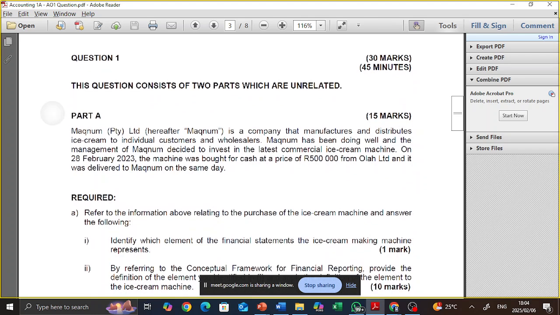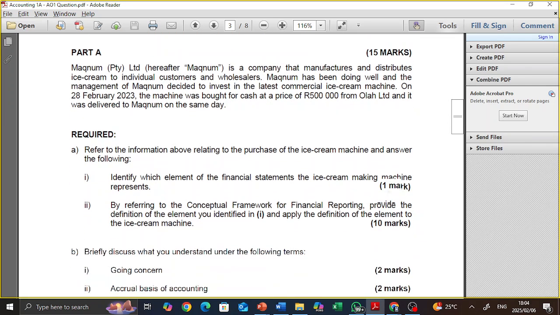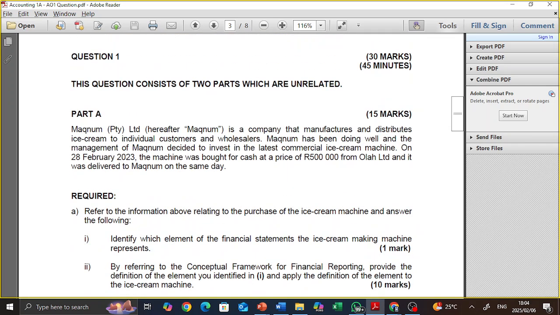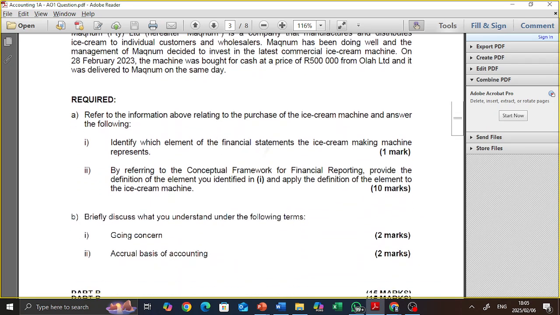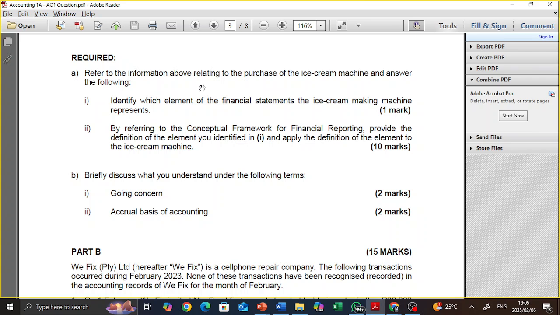Question one. This question consists of two parts that are unrelated. While we're here, might as well just teach you exam technique. When you see a question like this, first thing you need to do is go to the required. Before you start reading the scenario, go to the required. What does this question want? What does it want from you? Refer to the above relating to the purchase of the ice cream machine and answer the following.